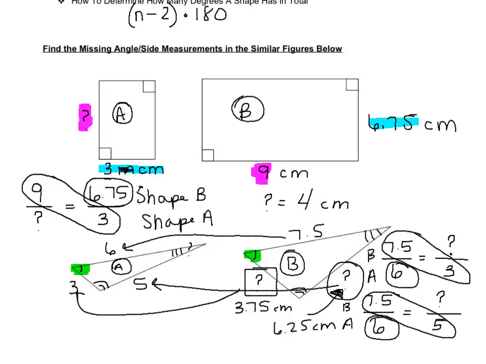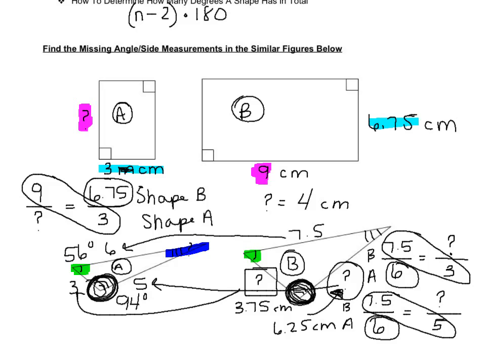Then you can see I also have a question mark for my unknown angle right here. And since angles in similar figures have to be equal, this angle given to you is 56. This bottom angle here corresponds with that bottom angle in B, which means that it has to be 94 degrees.